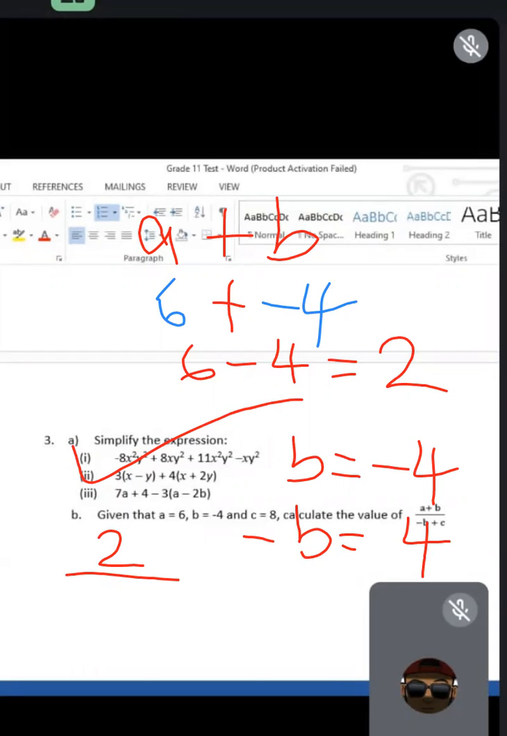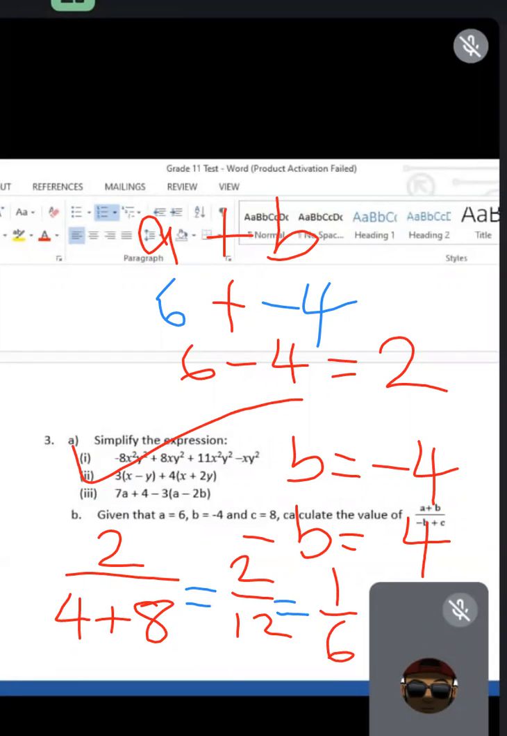Now 4 plus 8, right? That's what that's going to be, 4 plus 8. That means in the following line, we're going to have 2 over 12, resulting in 1 over 6, right? And that's the end of that one.